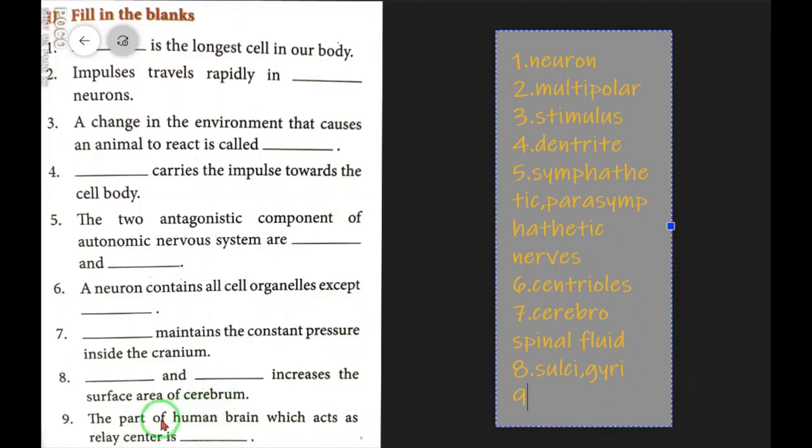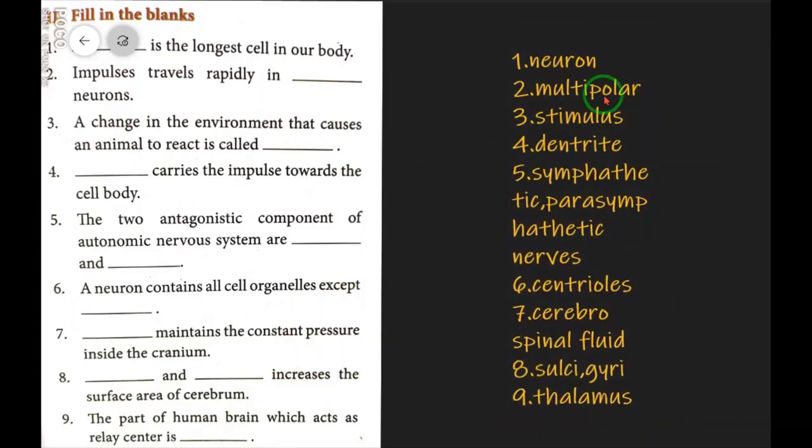Question number 9. The part of human brain which acts as relay center is dash. Thalamus. Once again I repeat the questions.